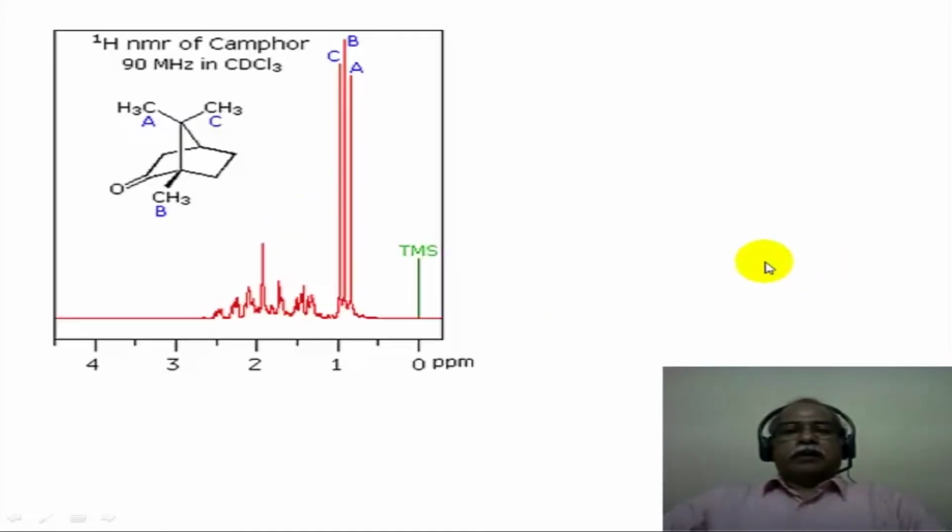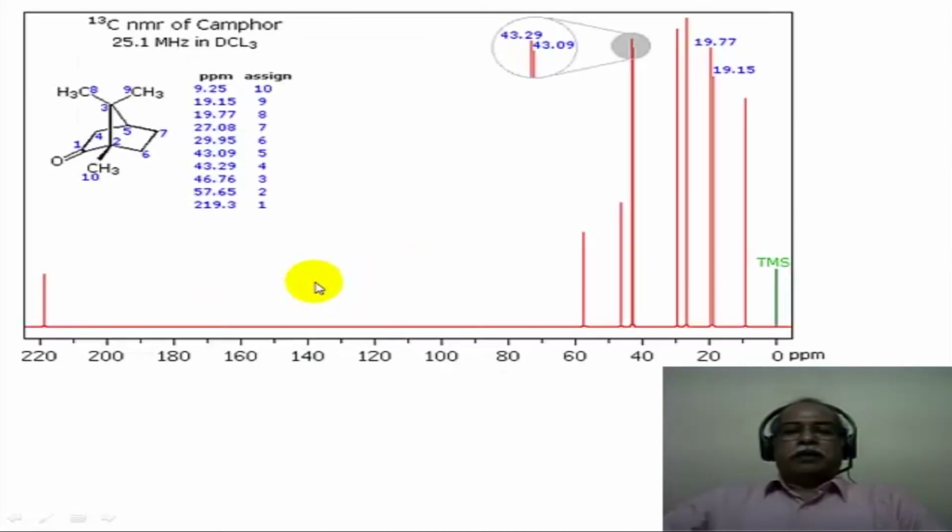Now if you look at the spectrum of camphor, this is a proton NMR spectrum, just to show that camphor gives a completely unresolved spectrum except for the three methyl groups, methyl group A, B and C, which come separately. All the other hydrogens essentially appear as a bunch of unresolved signal in the proton NMR spectrum. On the other hand, if you look at the carbon-13 spectrum, each one of the carbons comes separately and it's a fairly well resolved spectrum.